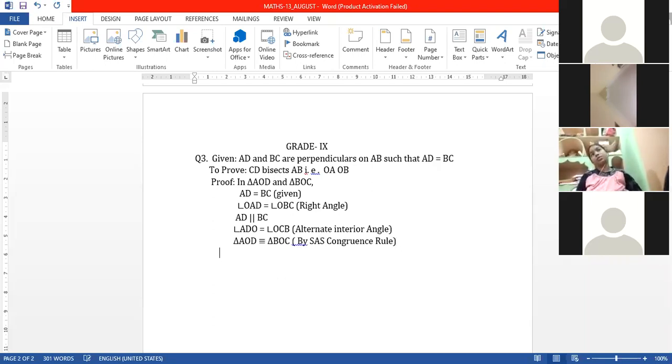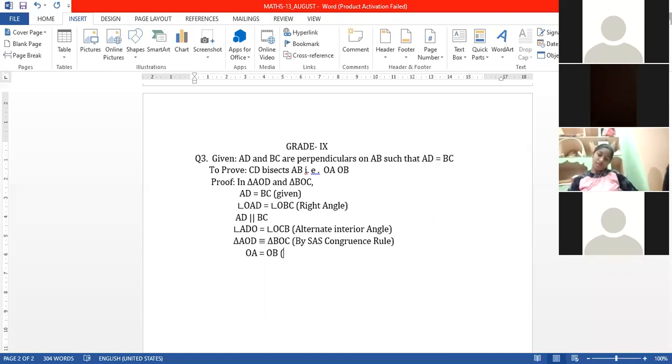Now, who will tell me why I am saying OA is equal to OC? If any student wants to give the answer, raise your hand. How can we write here OA is equal to OC? Sorry, OA is equal to OB. Any student want to give answer? How am I writing OA is equal to OB?